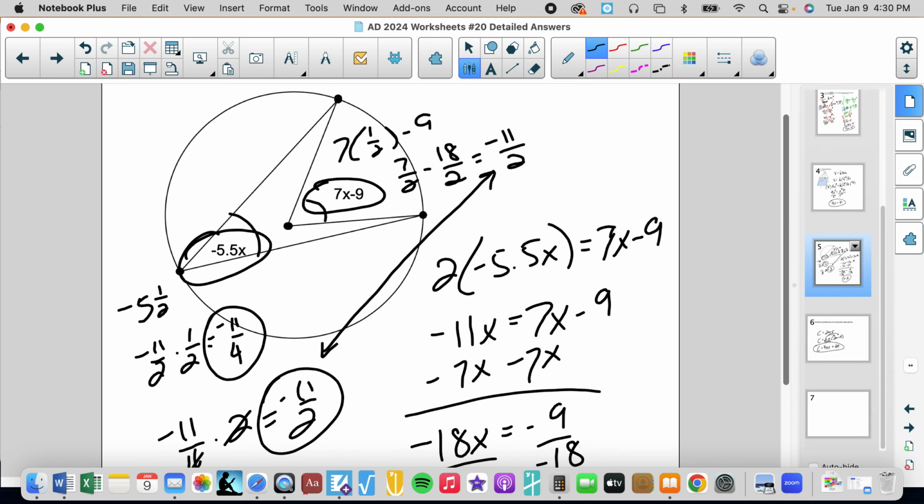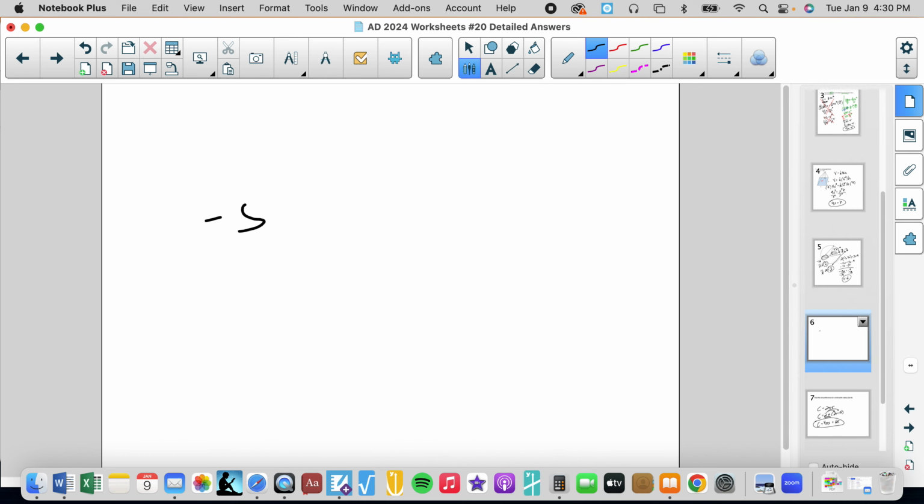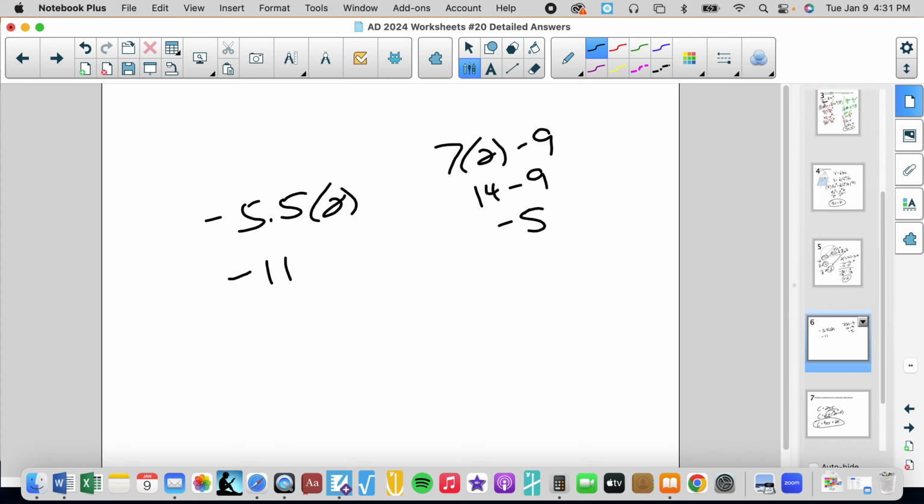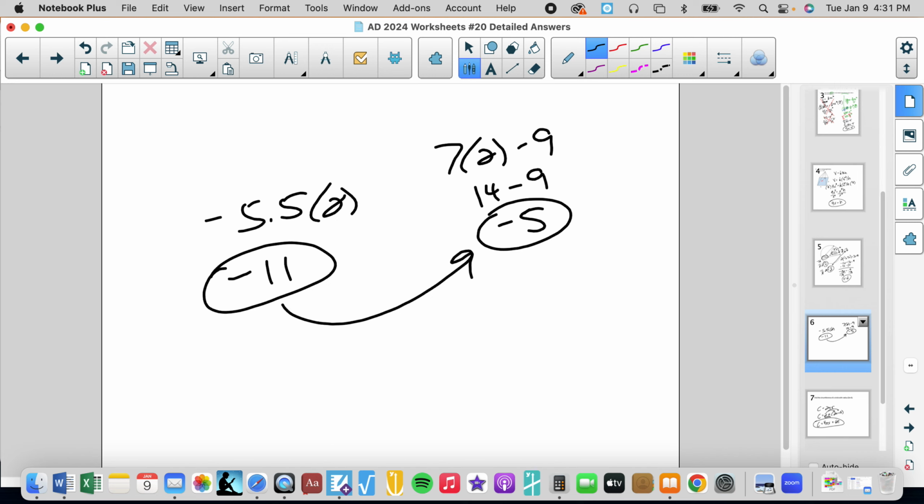Because if we do 2, let's multiply by 2, and 7 times 2 minus 9, that's going to give us 14 minus 9, which is negative 5. Haha, it doesn't double. We don't double this to make that. 2 is wrong. I'm right. 1/2 is correct. Yes. Thanks for sticking around.